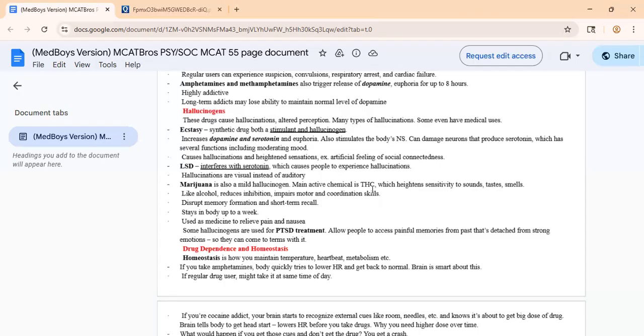Marijuana has changed a lot of things in healthcare. There are now doctors that specifically specialize to work with marijuana. So things have really changed, but the main active chemical is THC, and it is a hallucinogen.